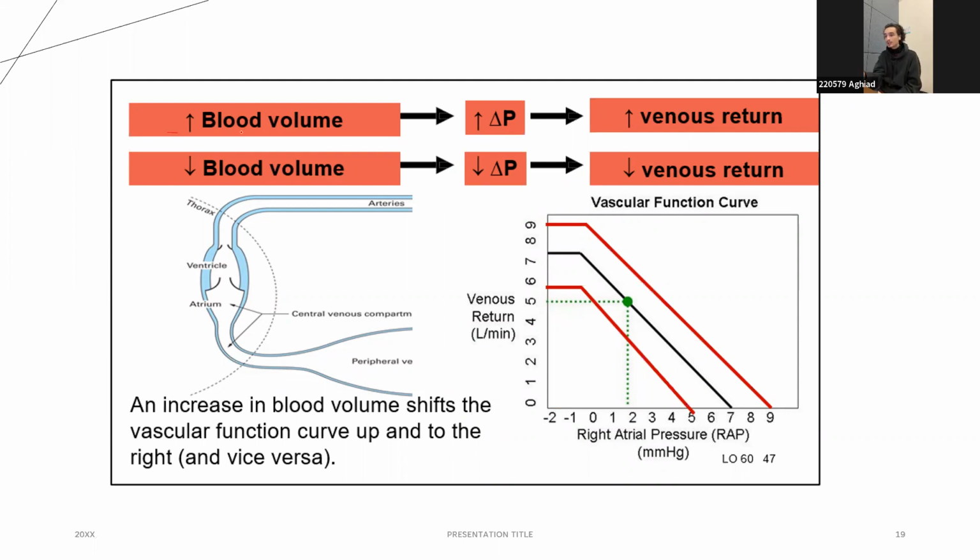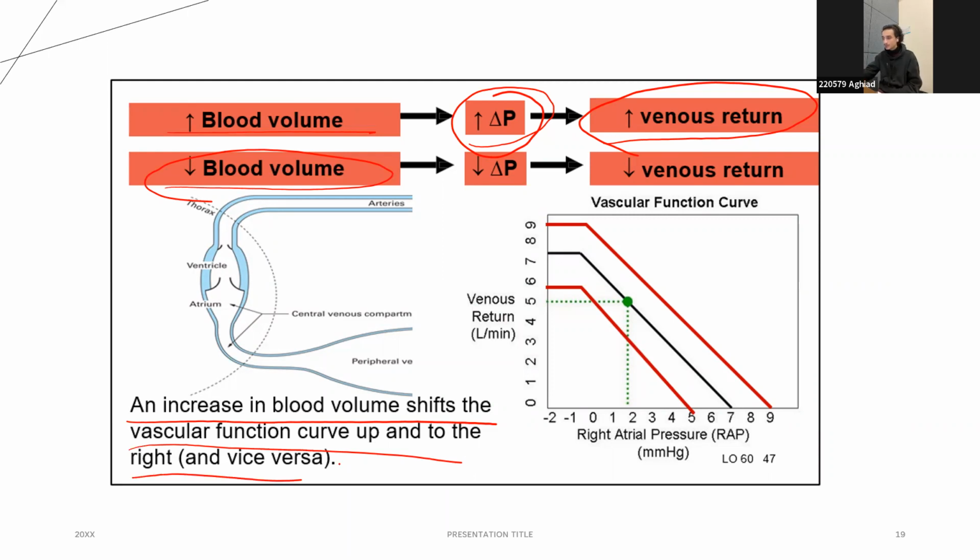Well, an increase in blood volume would increase the pressure in the veins, thus increasing the venous return. Does that make sense? It's just the same example in the arteries. And thus a decrease in blood volume will decrease the pressure and decrease the venous return. So an increase in blood volume shifts the vascular function curve up and to the right. You see here, up and to the right. So it basically says that when the blood volume increases, you'll get more venous return for the same amount of atrial pressure.